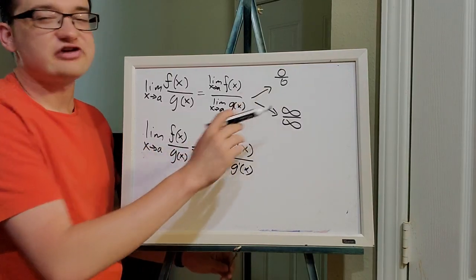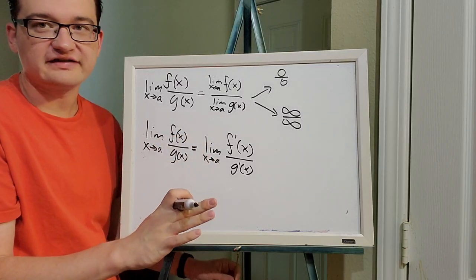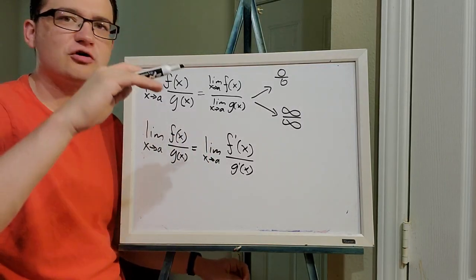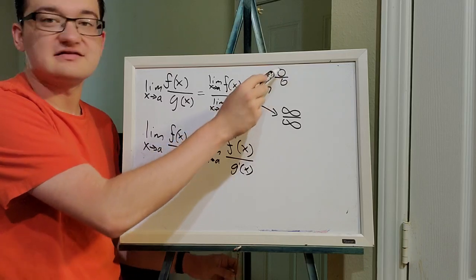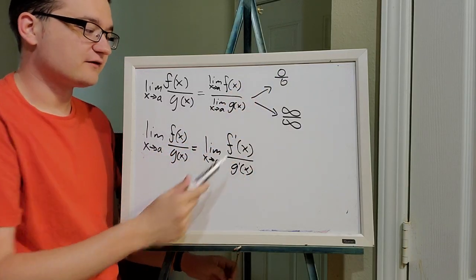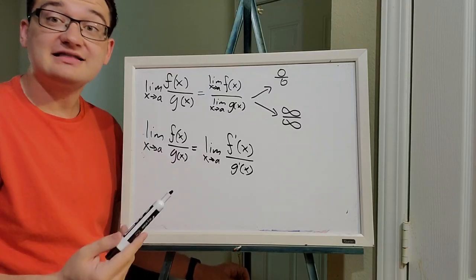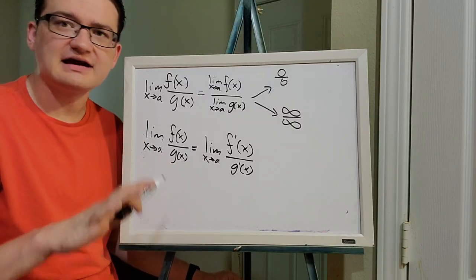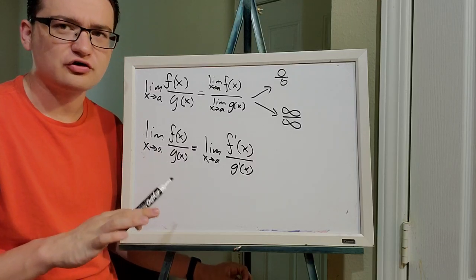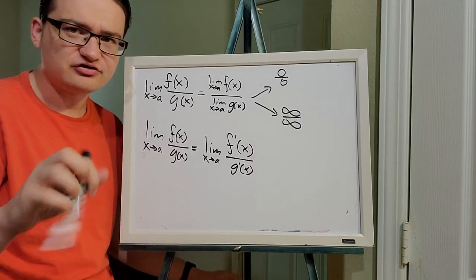So generally, just erase all the theory, all the formalness. If our limit is 0 over 0 or infinity over infinity, take a derivative of the top, take a derivative of the bottom, take the limit again. That's basically what we end up doing with L'Hopital's rule for Calc 1. I'm going to show you some examples.